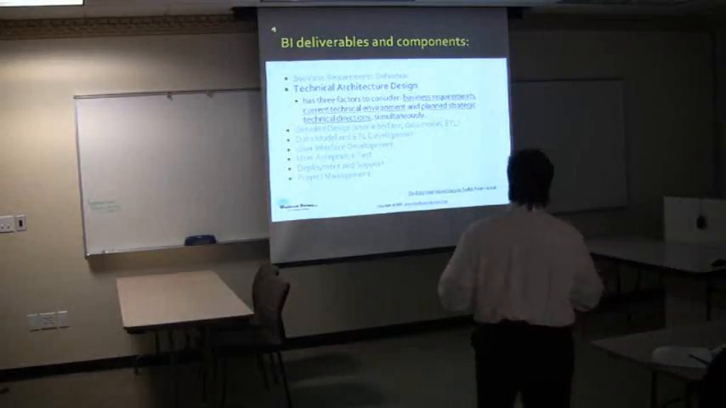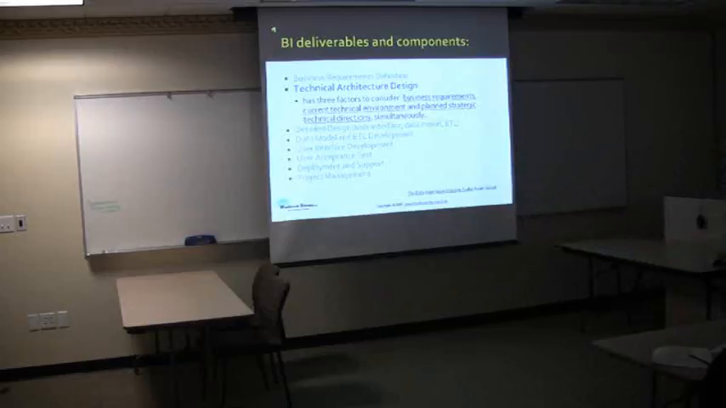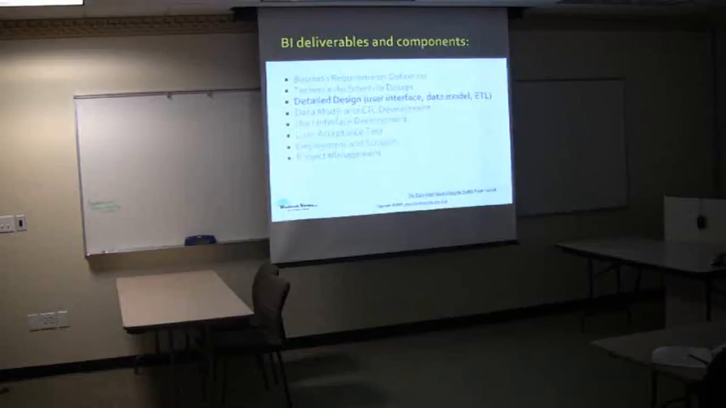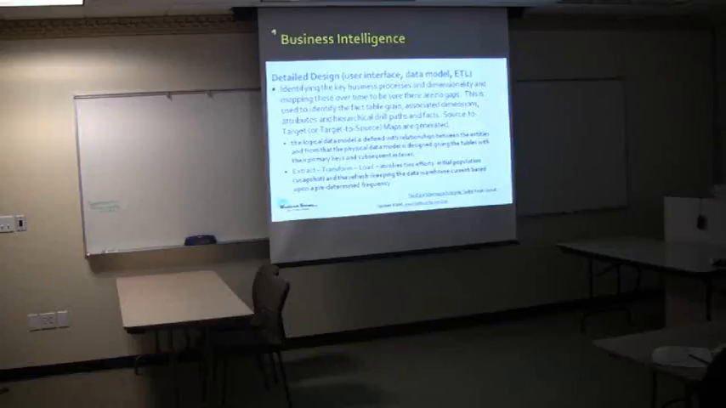All right, let's go through this. Now, what did we say ETL was? Anybody remember? Extract, transform, load. Right. So that's how you get the data into the system. Now this is the detailed design, and that's all the ways and tools you use to do that. But we've got to identify the key business processes, dimensionality, the mapping of these over time to be sure that there are no gaps in our information, and that it's usable information. This is used to identify the fact table and different things.